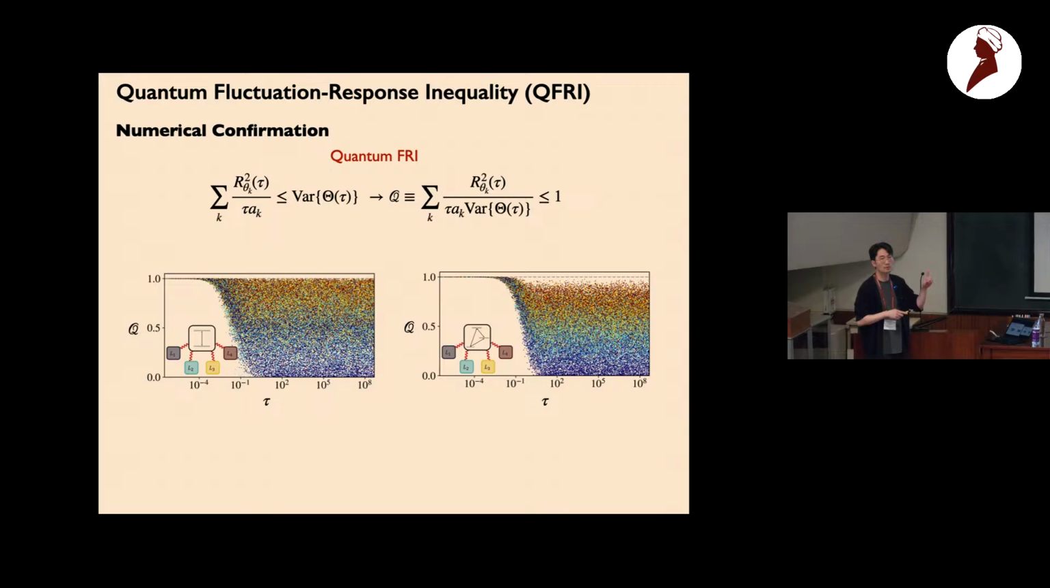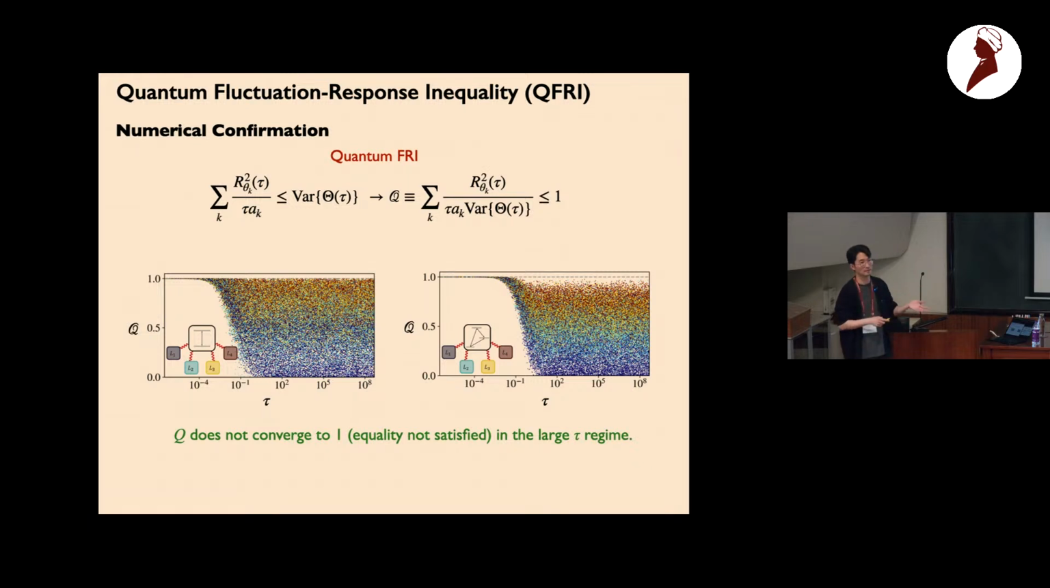But there is one difference from the classical case. In the classical case, as I mentioned, for the large time limit, all data points collapse to the bound 1. That means in the large time limit, this inequality goes to equality in the classical case. However, in the quantum case, we don't see such behavior. So this inequality does not go to equality even in the large time limit. This is a difference.